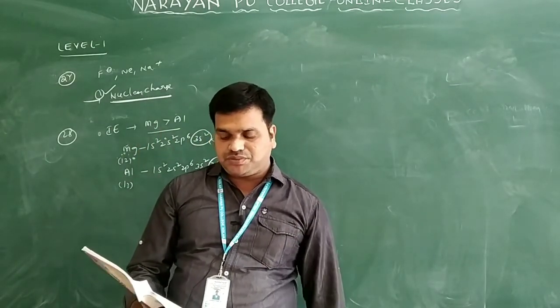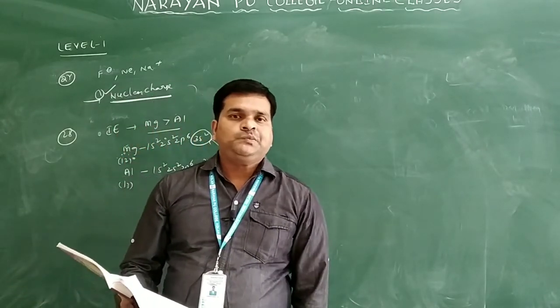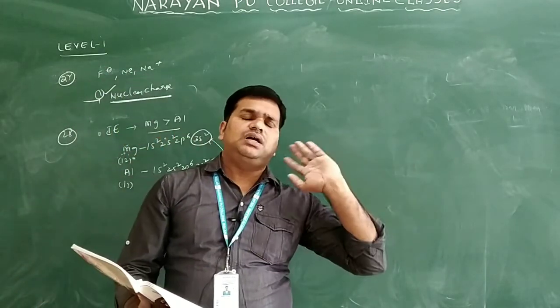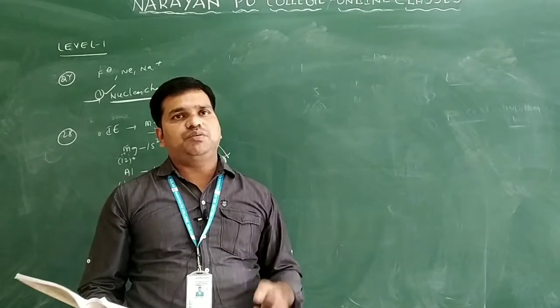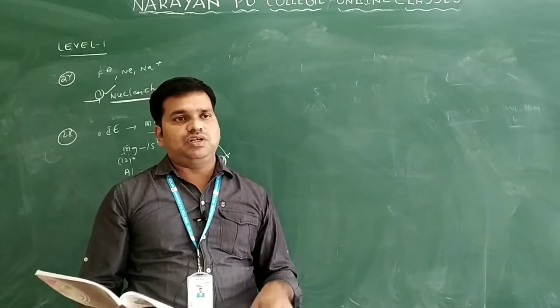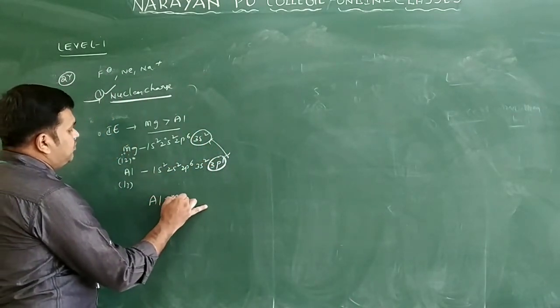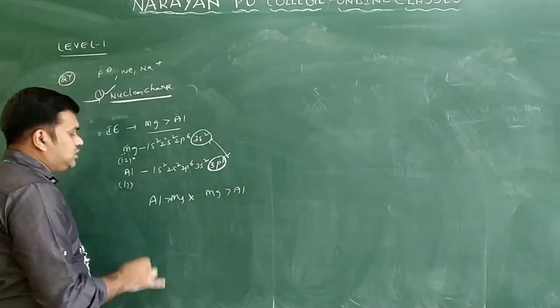See the first option: the atomic size of aluminum is greater than magnesium. But generally if you move from left to right in a period, atomic size decreases. Sodium is greater than magnesium, magnesium is greater than aluminum. But they have given aluminum greater than magnesium, which is wrong. Generally magnesium is greater than aluminum. This is the first option.